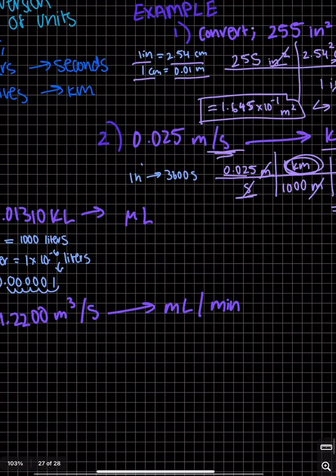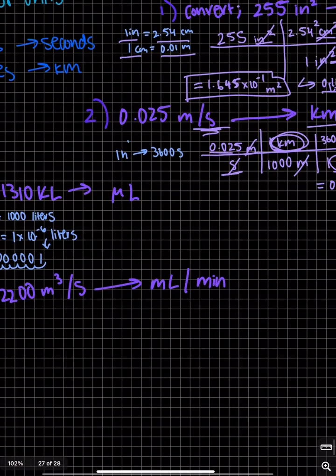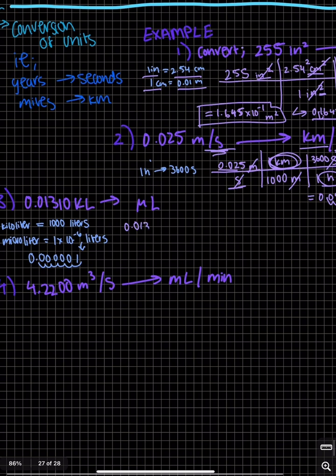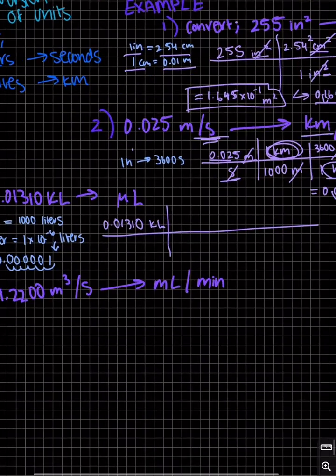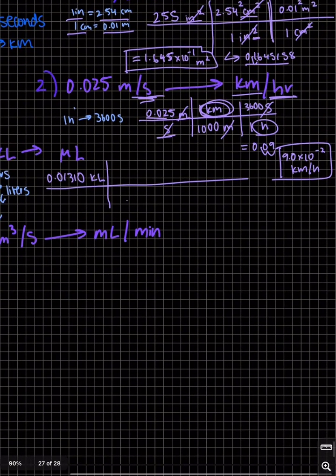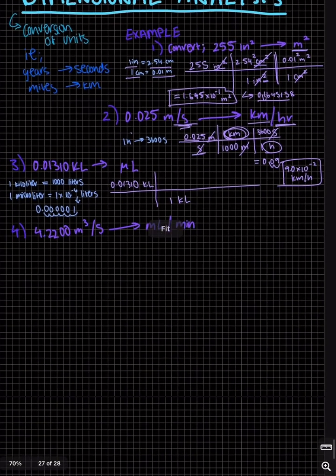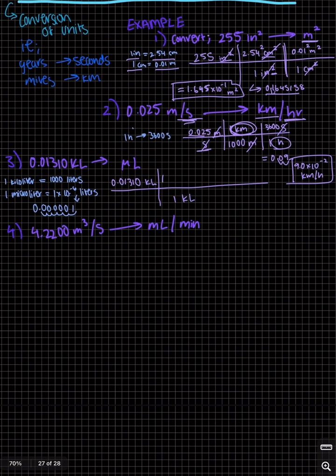Okay, and now I can start my table. I'm going to start off with 0.01310 kiloliters here at the top. I'm going to draw my table. My thought process is that I can go from kiloliters to liters and then from liters to microliters, and then we'll get the answer. So to do that, I'm going to write 1 kiloliter up here, and that's equal to 1,000 liters, right? And so this kiloliter cancels out with this kiloliter, and I'm left with 1,000 liters.